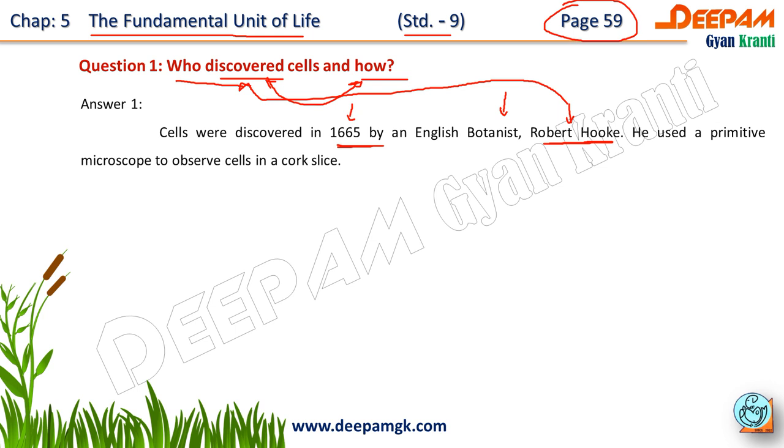Now, how? He used a primitive means of very old age. He used a primitive microscope to observe cells in a cork slice. What is cork? Have you ever seen a soda bottle? On the soda there is a cap, and under the cap there is a cork. He observed this cork slice with his primitive microscope, and that is why he gave the name cell.